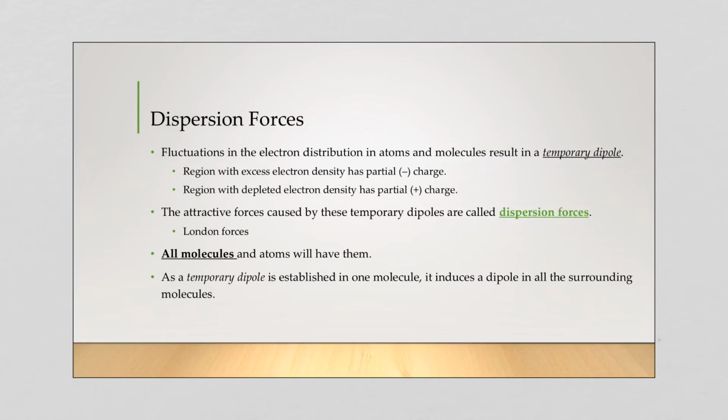But over time, or periodically, you can develop regions that have excess electron density compared to what it normally would be, and therefore other regions that will have a depleted electron density compared to what is normal. This allows those areas to develop temporary positive and negative charges, which lead to the formation of a temporary molecular dipole. And this will develop, and then it'll go away. And then it'll develop maybe in a different way within the molecule, and then it'll go away, and so forth. The attractive forces that result from these temporary dipoles are called dispersion forces. These are sometimes called London forces. Now, the key thing with these is that all molecules have them. This is the one type of intermolecular force that is present in every single molecule.